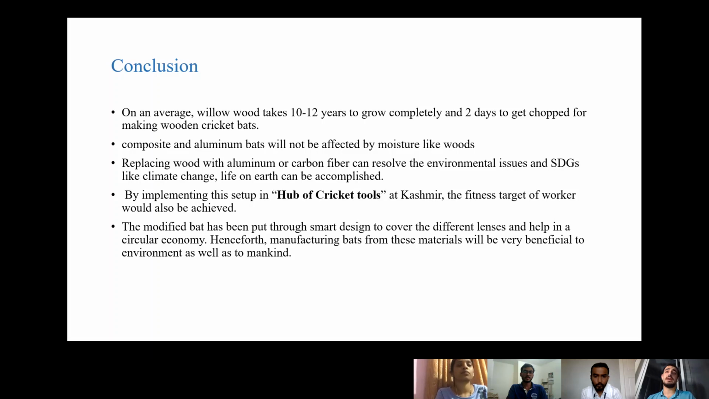Composite and aluminum bats will not be affected by moisture. Replacing wood with aluminum or carbon fiber can resolve the environmental issues and address the SDG goals. If we modify these bats in the hub of cricket tools at Kashmir, the fitness target of workers would also be achieved, and it can be helpful in a circular economy. Henceforth, manufacturing bats from these materials will be very beneficial to the environment. Thank you for your attention.